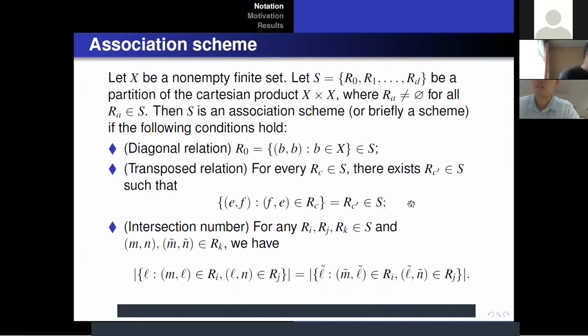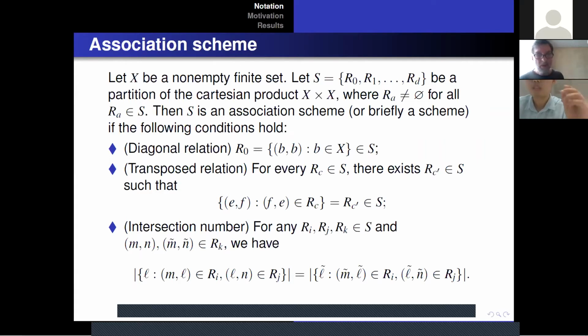We have three conditions. Firstly, the set of all pairs (x, x) with x belonging to X is a relation of S. Usually, we will use R0 to denote this relation. Next is the so-called transpose relation. For every Ri belonging to S, there exists Ri prime belonging to S such that for any pair in Ri, you flip the entries and you get another relation in S, which we denote by Ri prime.